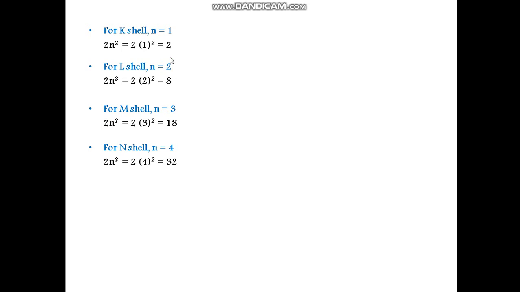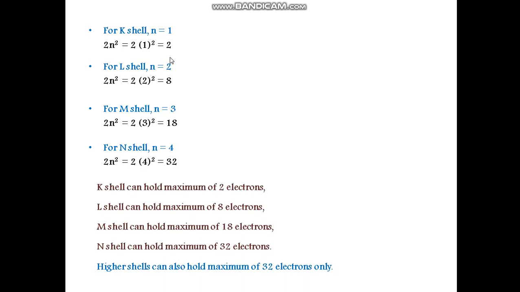So K shell can hold 2 electrons, L can hold 8, M can hold 18, and N shell can hold 32 electrons. The higher shells can also hold maximum of 32 electrons only. The reason for this is discussed in the higher classes.